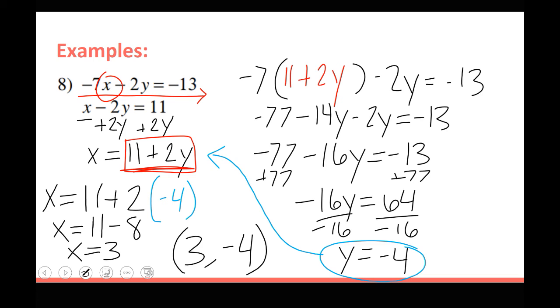Okay, I hope that helped with solving systems of equations by substitution.